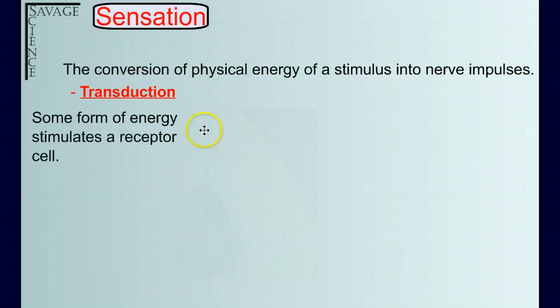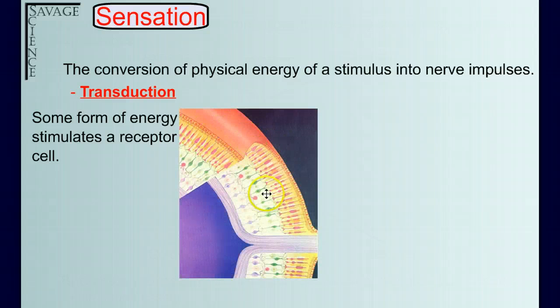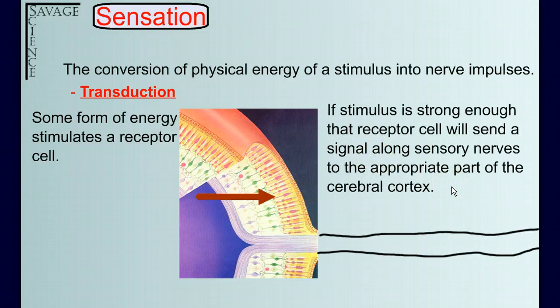So some form of energy stimulates a receptor cell, maybe in our eye or our ear. I have a picture here showing the retina, the back of the eye, so that if light comes in and strikes the back of the eye, it could stimulate these sensory neurons to fire, and if the stimulus is strong enough, it'll send that information along sensory neurons up into the brain to the proper part of the cerebral cortex. So light comes in and strikes the eye, and we send our action potentials up to the brain down the optic nerve here, and the brain sees light or an image.